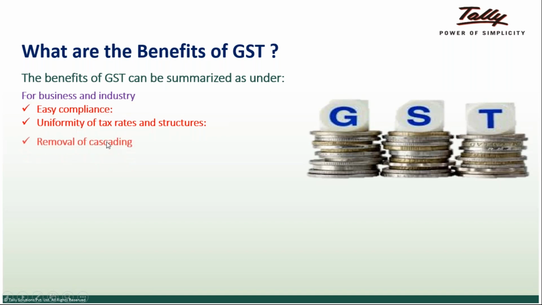So there is uniformity, so there will be no differentiation of tax. Then, removal of cascading. So you pay first when you take a raw material, you pay again when you make some changes in that raw material, and you pay again when you convert that into something else. Those things will not be there because of GST.